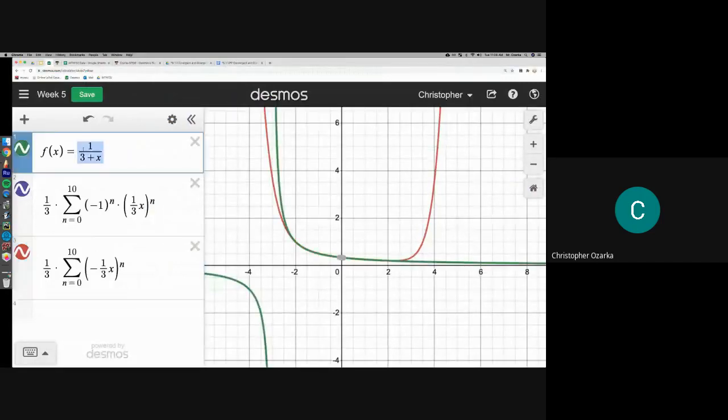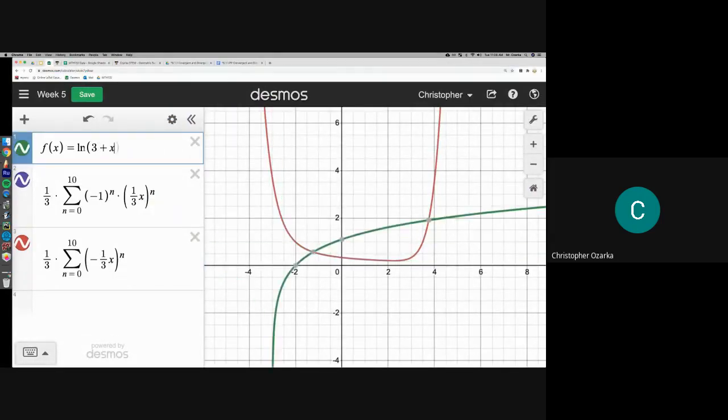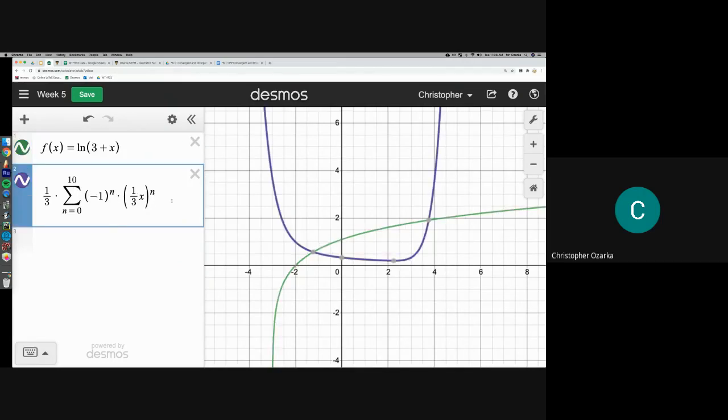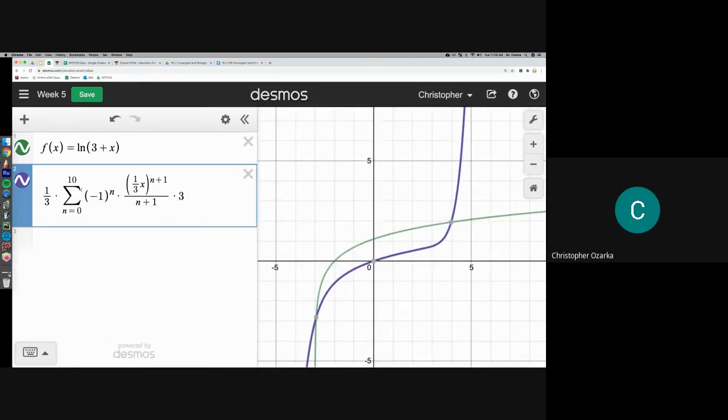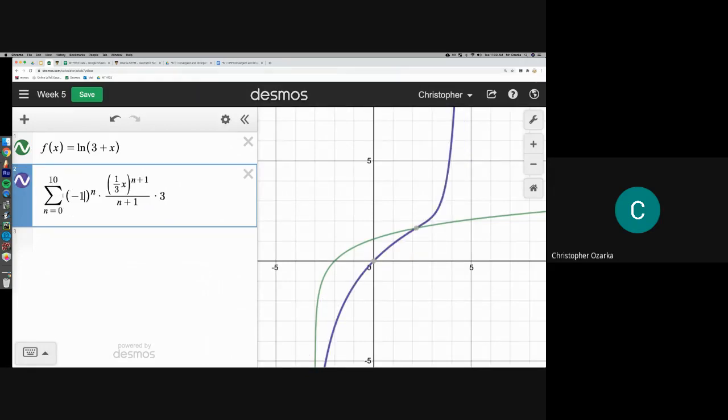All right, let's do this. So now the function is ln of 3 plus x. Okay, I'm going to get rid of that because I don't need it. This one needs to be multiplied by 3. This one ends up being plus 1. Oops, that's right. This one is divided by n plus 1. I could have made the whole thing a fraction too if I wanted. Move this over so you can see it. This 1/3 and the 3 cancel. Let's delete that. So you have something like that.